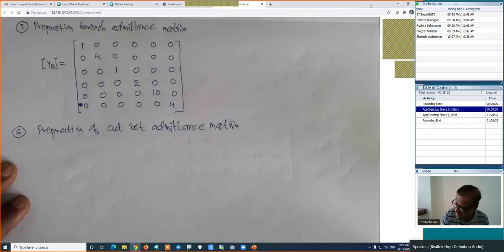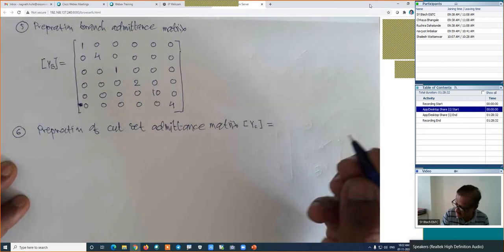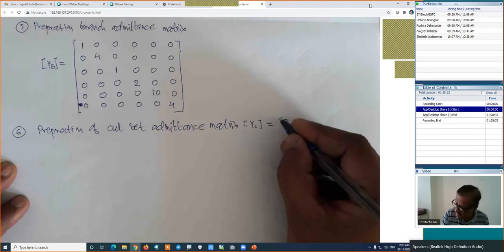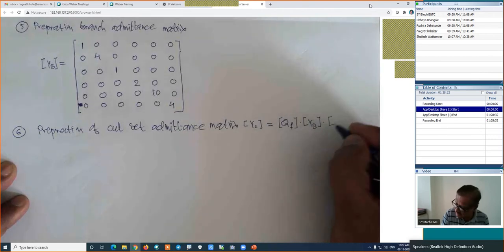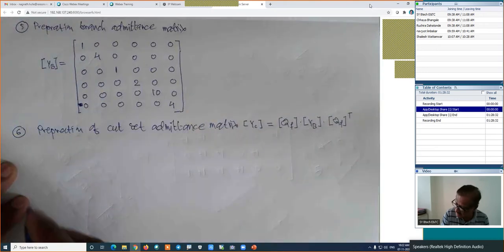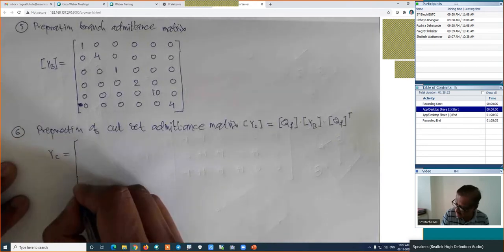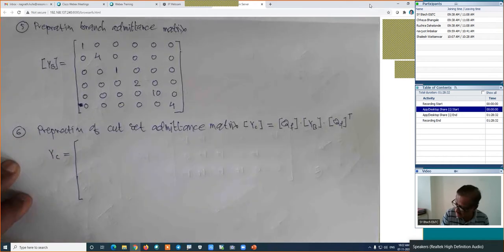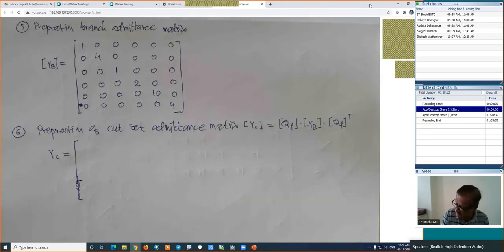Is it right? And this YC equation is QF into YB into QF transpose. I will start the calculation of this YC. If there is a mistake, please let me know and point it out if I am making a mistake in some calculations.